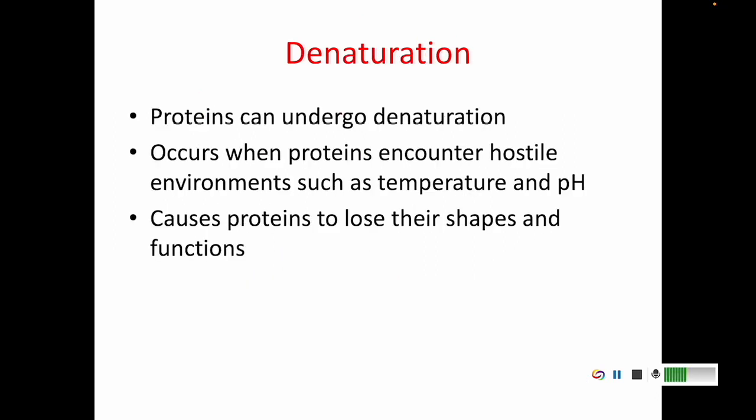Okay, and then denaturation again, super important topic. Proteins can be denatured. That means that proteins are in some hostile environment. It's too hot. There's too much acid around. It's too much of something going on, breaking its bonds. When those hydrogen bonds are broken, they lose their shape. And when it loses its shape, it loses its function.